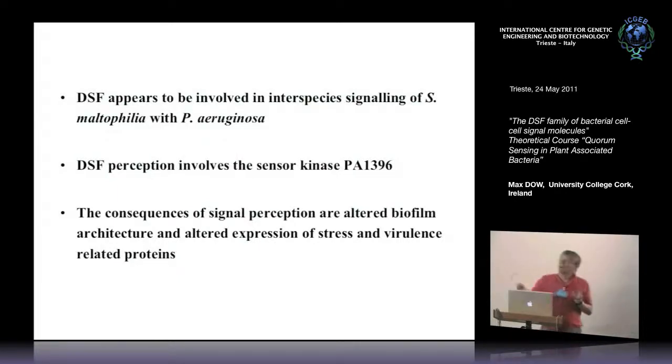Now the thing is that for Stenotrophomonas and Pseudomonas aeruginosa here, you can also read Xanthomonas campestris and Pseudomonas syringae, because Pseudomonas syringae has a homolog of PA1396, Xanthomonas campestris obviously produces DSF, and we can see the same type of interactions between these organisms as we see between these clinically relevant organisms. So it may well be that this type of interspecies signaling involving DSF is more widely distributed and is actually relevant to plant-microbe interactions, let's say on leaf surfaces or something like this.